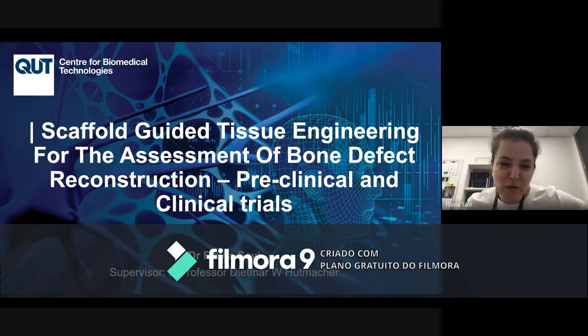Thank you, Mairim, for this opportunity to present my work. As Mairim mentioned, I work at Queensland University of Technology, and I have been working here for 9 years in tissue engineering. And today I would like to present a scaffold guide to tissue engineering for the assessment of bone defects reconstruction, like preclinical and clinical trials. I just would like to say that I find it easier if you ask questions during the presentation and not at the end. So if you have any question, please feel free to ask whenever you want.